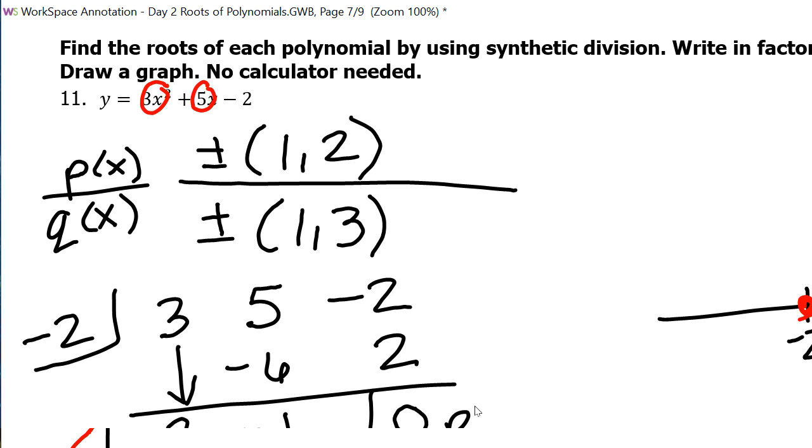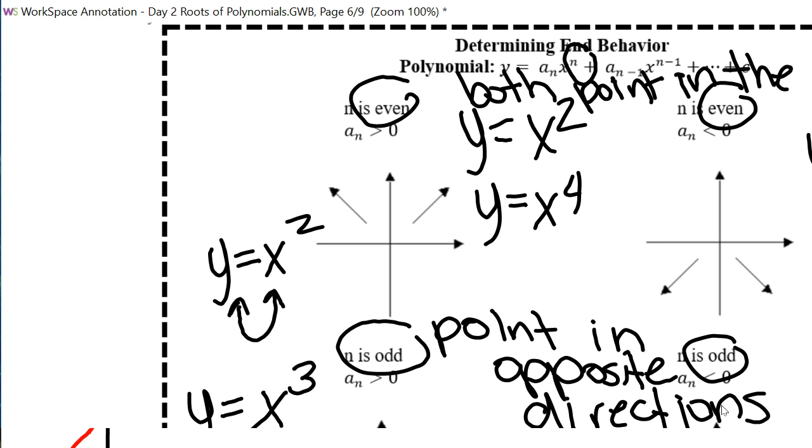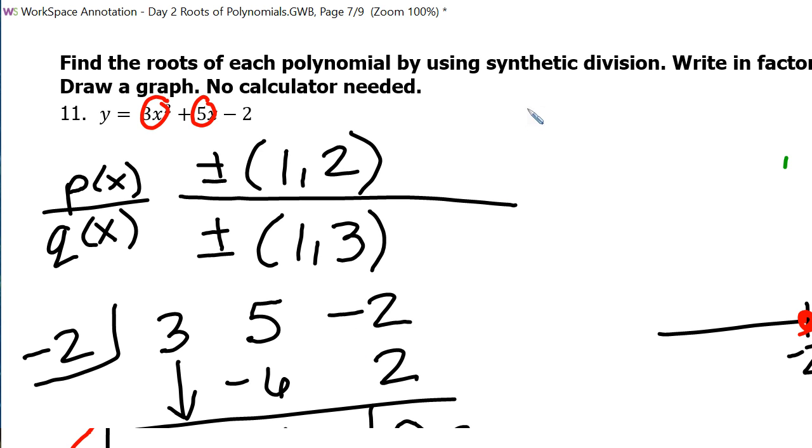To sketch a graph, I have to recall all of these rules from that previous table. First I have to look at the highest power. The highest power is x squared. If it's even, that means they both either point up or they both point down at the very end. This is talking about the arms. Do the arms point up or down? The next thing I have to do is look at the leading coefficient. Is this a positive 3 or a negative 3? Positive. So if it's positive, they both point which way? Up. So when I'm drawing it, the left arm should point up, and the right arm should point up as well.